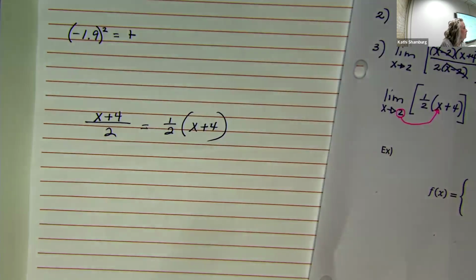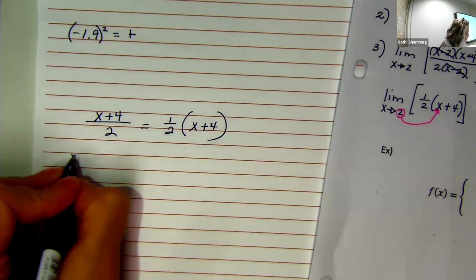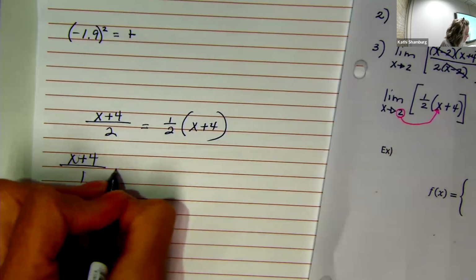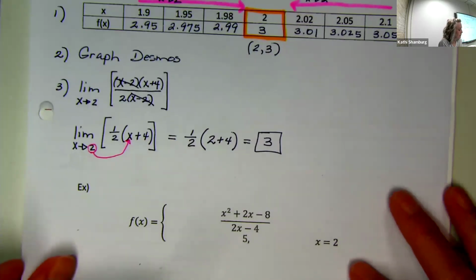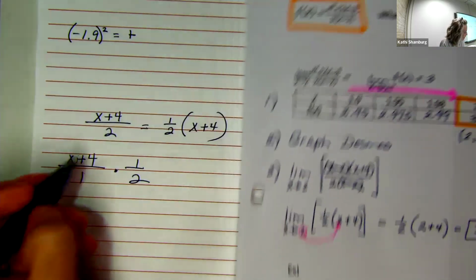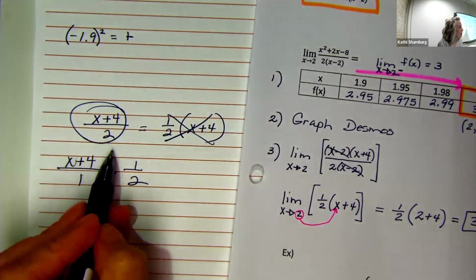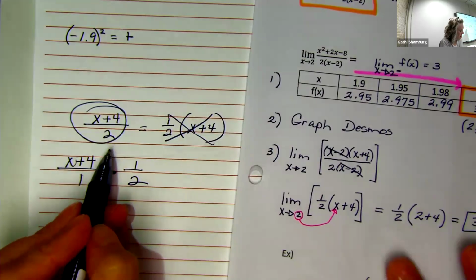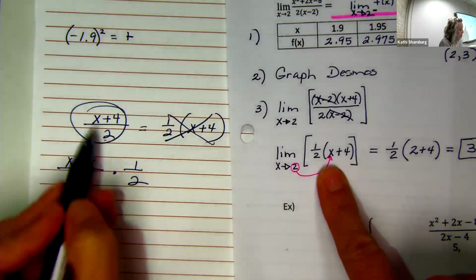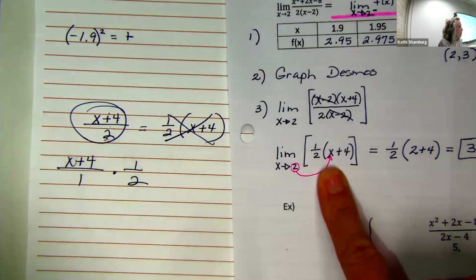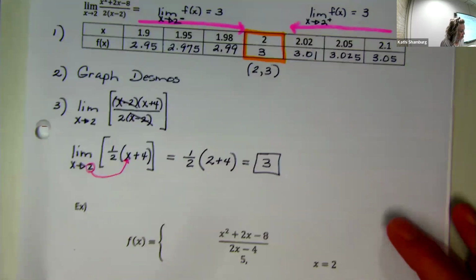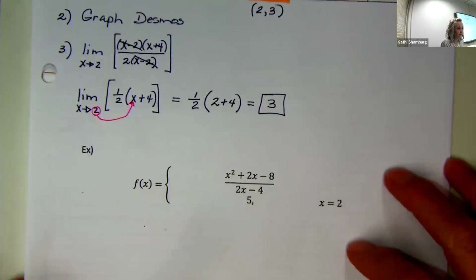Those mean the same thing. So this is like x plus 4 over 1 times 1/2. I mean, that's a denominator, so you can just rewrite it that way. If you wrote it like this, so if that makes more sense to you, instead of writing it this way, write it this way, you're going to put in 2 plus 4 is 6, 6 divided by 2 is 3, you're going to get the same answer. So if that makes more sense to you, do it that way. Okay?